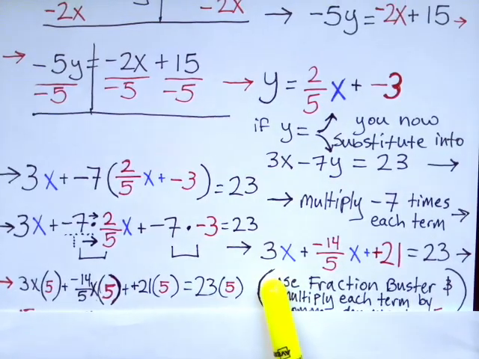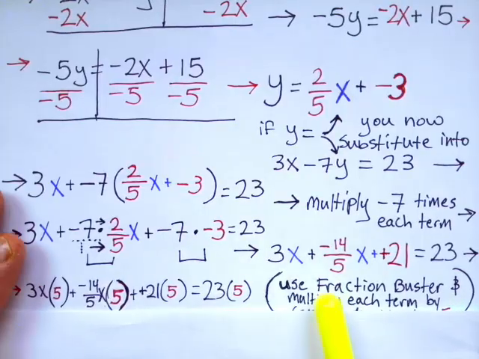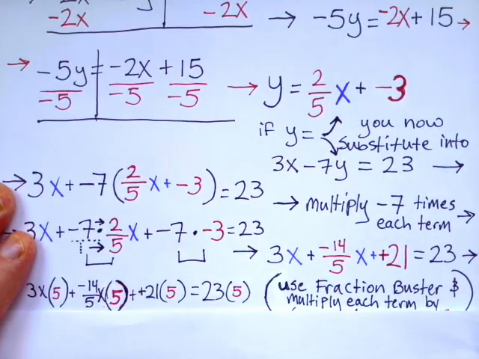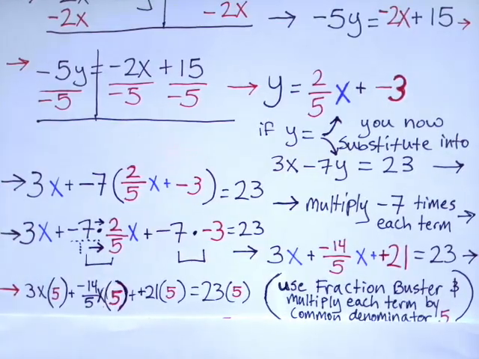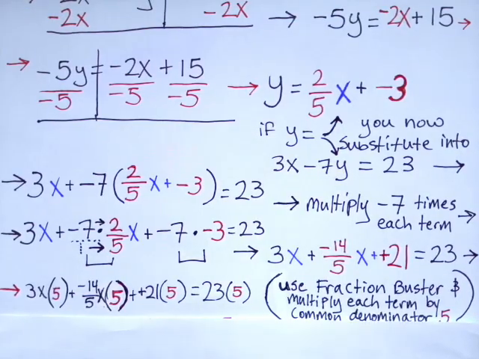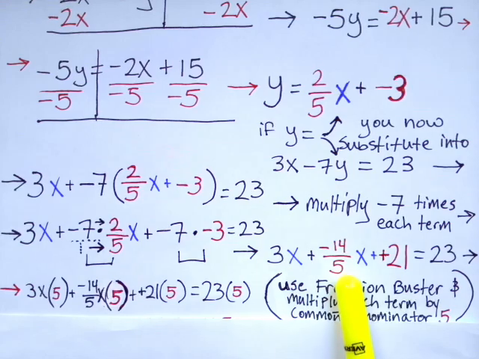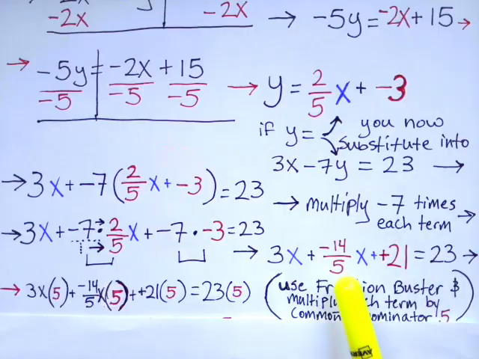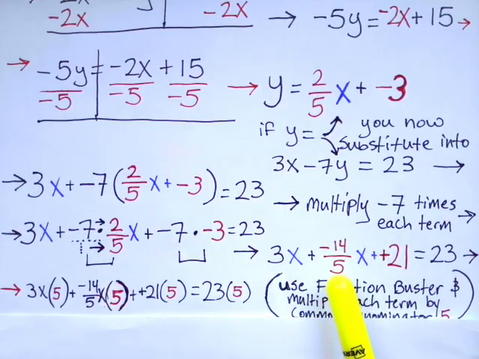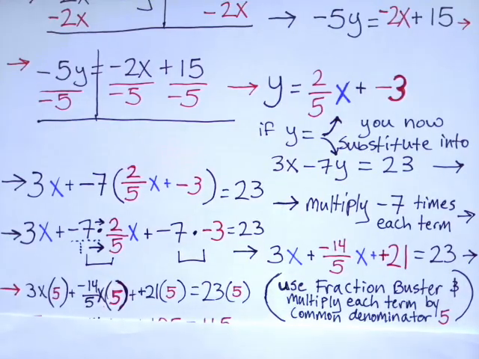I want to use something I call fraction busters, okay? And what does that mean? That means you're going to multiply every term. Every term gets multiplied times the common denominator. What's the common denominator here in this fraction? It's 5. So I'm going to multiply every single term by 5, and that will eliminate my fractions. I will not have to mess around with fractions anymore. So again, use fraction busters and multiply each term by the common denominator, 5.